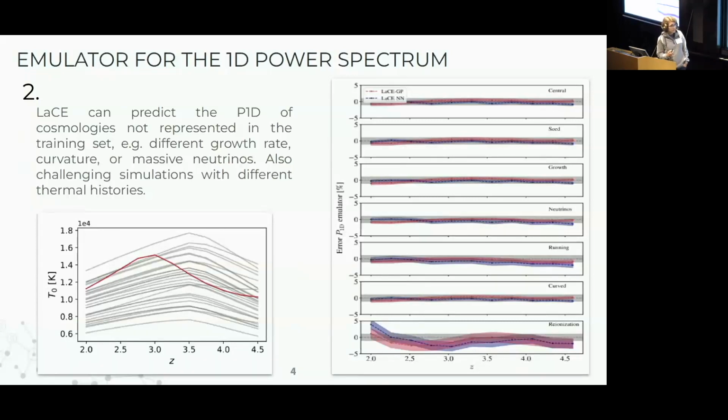We also did a more challenging test where we were testing our emulator on simulations with different thermal history, which is, for instance, this thermal history here in red in the plot. And in this case, we were not reaching the sub-percent accuracy, but we still had less than 2% error, which is a good result given the difficulty of the test.